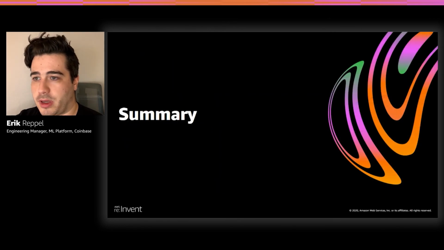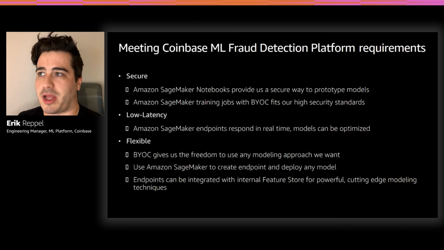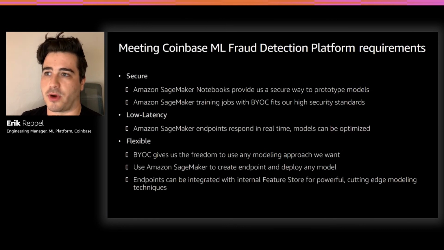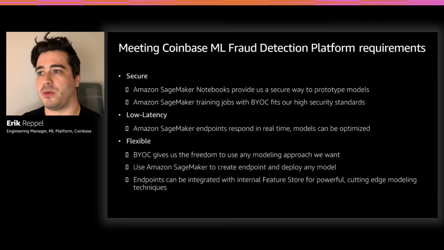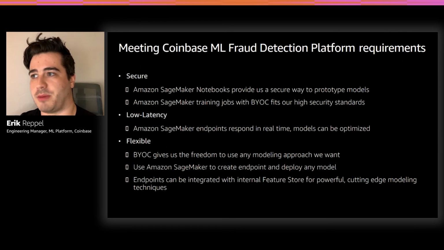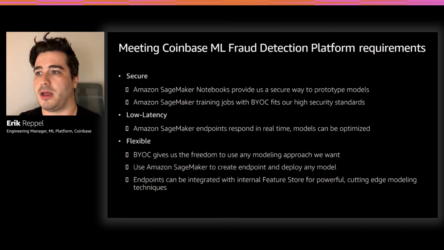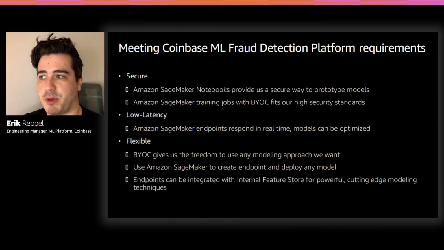In summary, Coinbase needed to build a platform in order to detect fraud in real time. We chose AWS SageMaker because it provided our requirement for being secure with IAM permissions and bring your own container, fitting our high security standards. Low latency: SageMaker endpoints are able to respond in real time and we can optimize our models to work within those SLAs. And then flexibility.